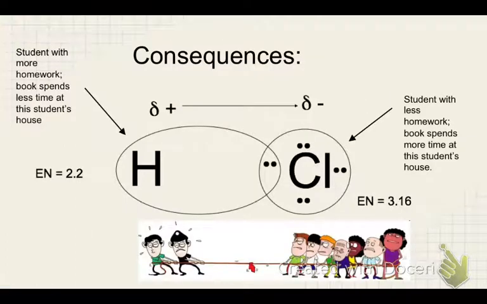Okay, so looking at some more pictures here, we've got our little symbols here, and you can see that those are much better drawn than mine. So we can see that this H right here is a student with more homework, and the book spends less time at that house. And then the book is spending more time at chlorine's house, so that student would feel better off. Or you can think of it as a tug of war where hydrogen is obviously losing, if you see this drawing here. Now these guys are strong enough where they're not going to let go completely and give up, but they're doing a lot of work, and that red flag is definitely moving over to the chlorine side. That is called a polar covalent bond.